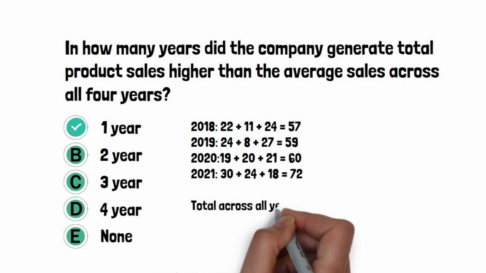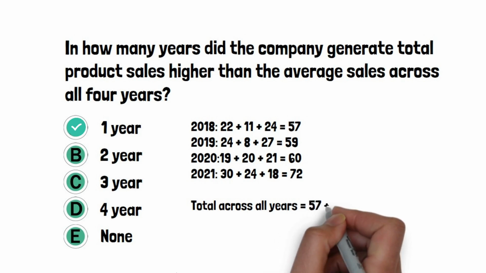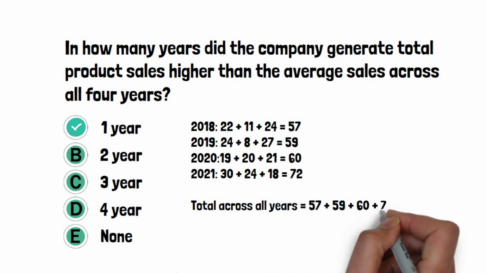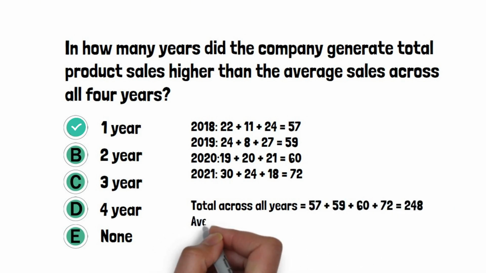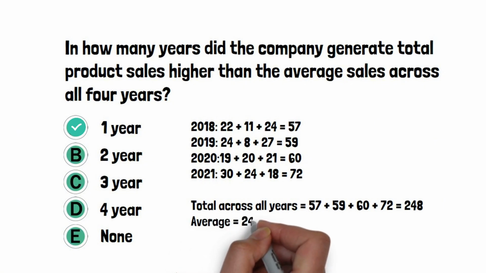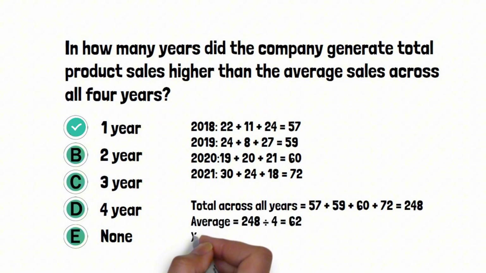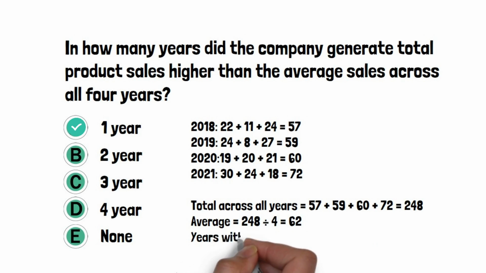Total across all years equals 57 plus 59 plus 60 plus 72 is equal to 248. Average equals 248 divided by 4 is equal to 62. Years with more than 62: only 2021, at 72, is above average.